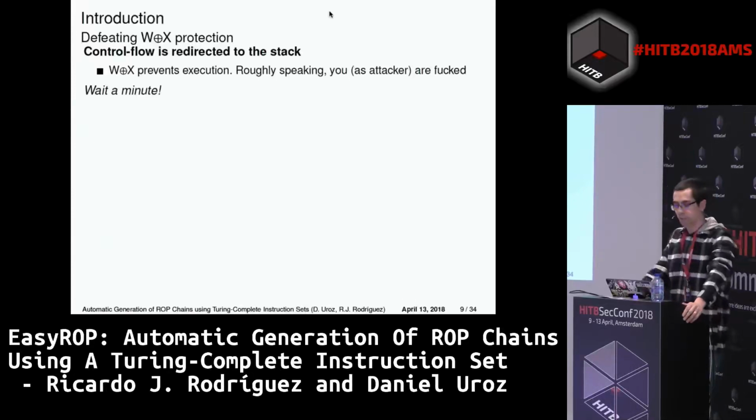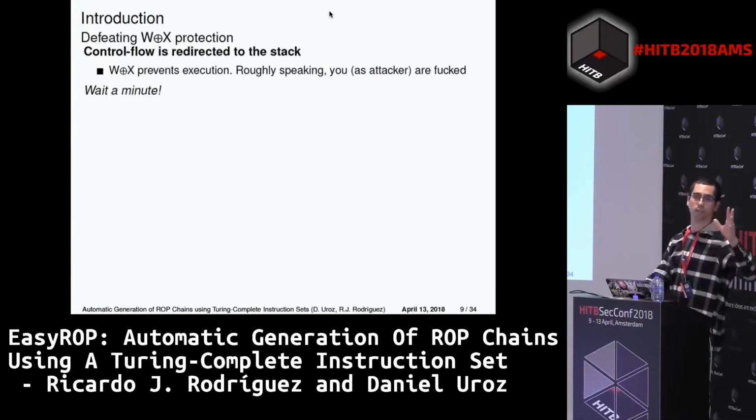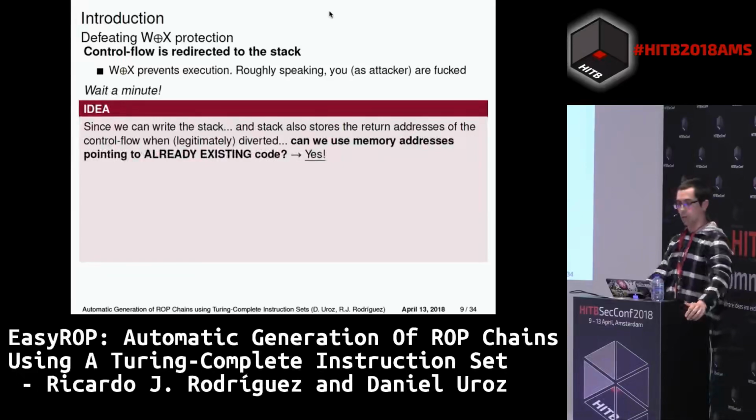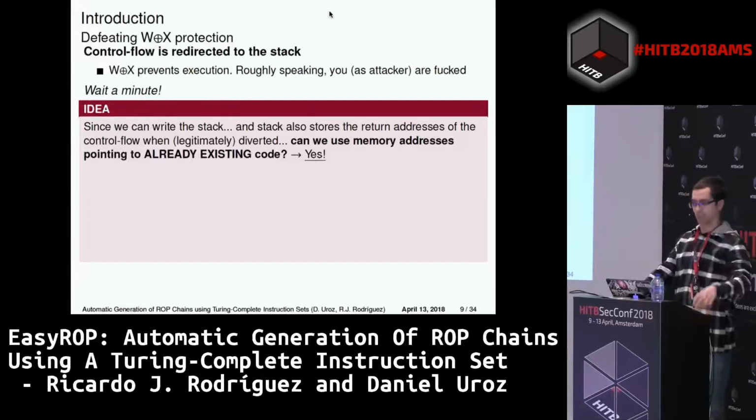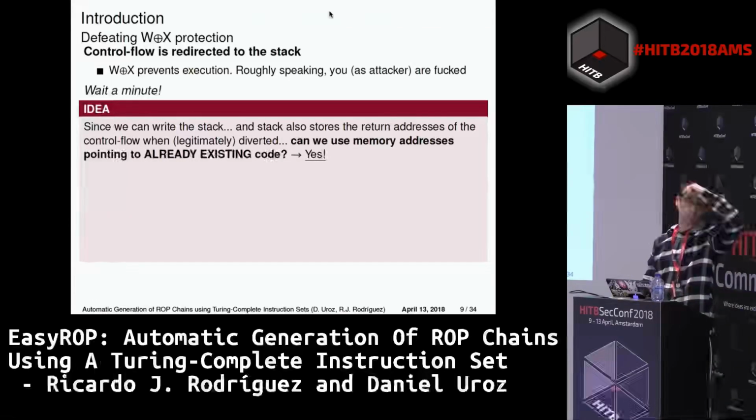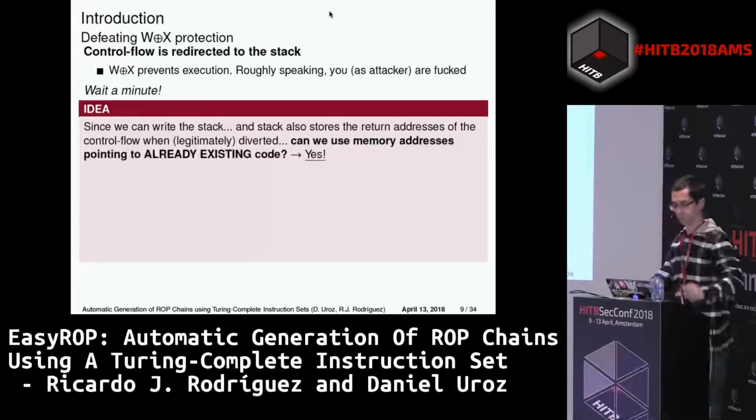But wait a minute, let me remind you that I told you that you can always inject code or inject things, but you will not be able to execute. This is the thing of the write or execute defense. So, since we can write in the stack everything that we want, and the stack, let me remind you, also stores the return addresses of the control flow. Okay, when I have some call in the program, the return address will be stored in the stack. That means that when the return instruction is executed, the return address is popped from the stack.